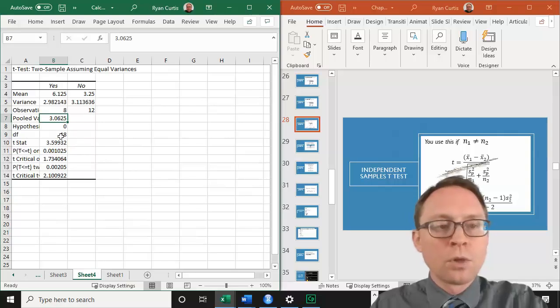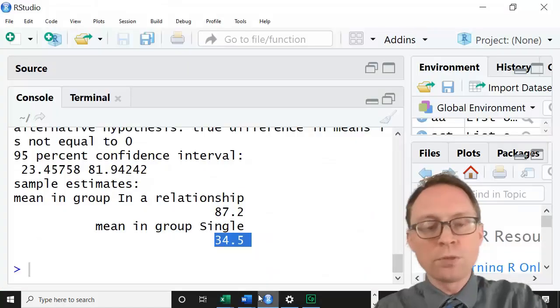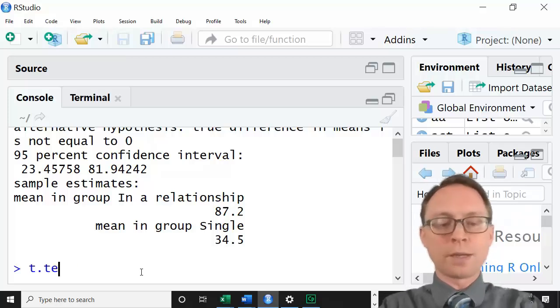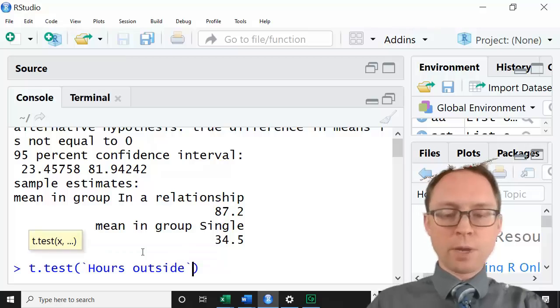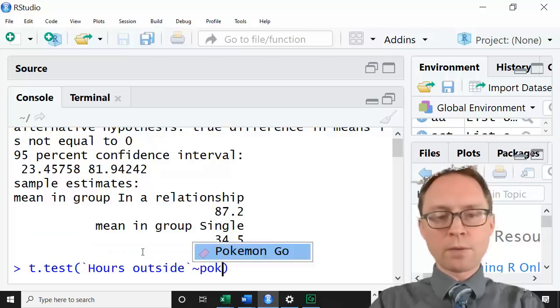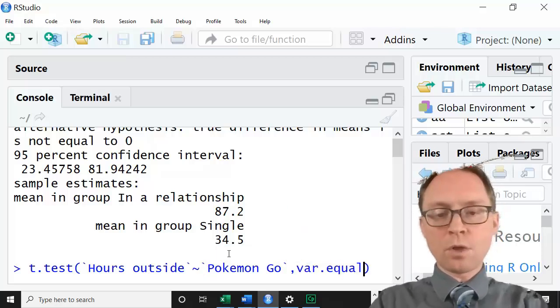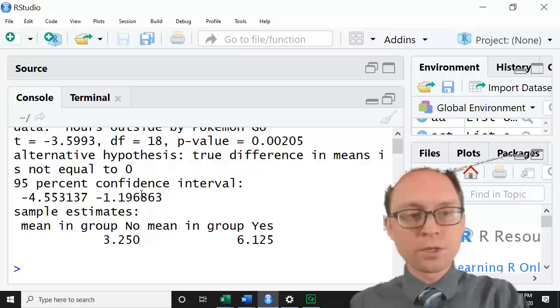Then our T statistic is 3.59932, and that is the same as our T statistic, 3.5932. When you do this in RStudio, you do it just like you did the other one with the ends equal. It's exactly the same. T.test. And in this particular case, I want to know hours outside separated by Pokemon Go. And then var.equal equals true. And when I do that, here's what I get.